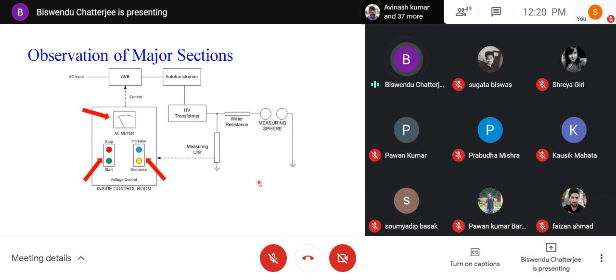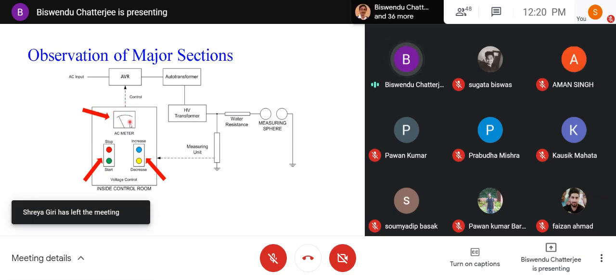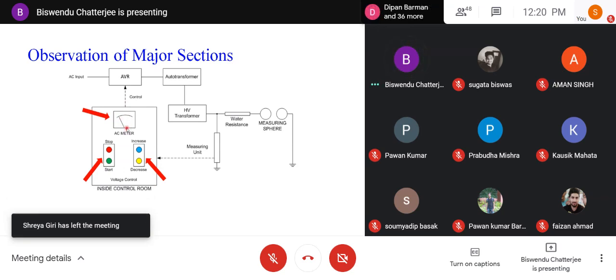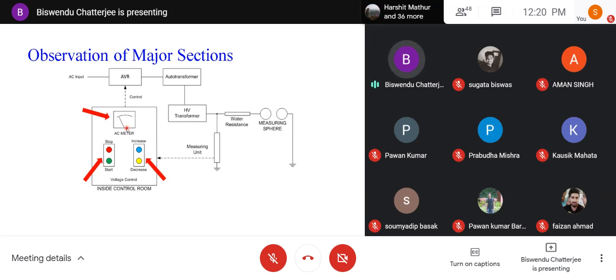Now, first of all, you remember your question, you will get your answer. Now, observation of major sections. Now, we know what the AC meter is. It is an ordinary multimeter, because the voltage is reduced here, with a start stop button, increase decrease, and the measuring sphere is there with its 15 centimeter diameter.